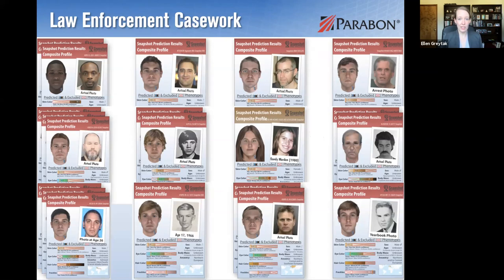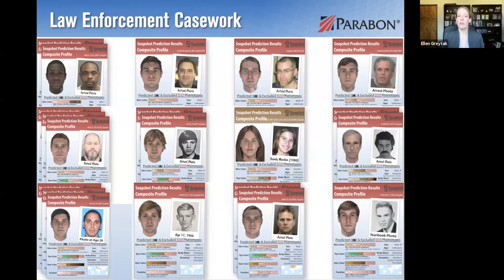And again, there's not going to be only one person in the world who matches these predictions, but when combined with other investigative information, this can sometimes be the difference between a case that goes cold and one that can be reinvigorated, because now they have some new information, some new leads to go on.